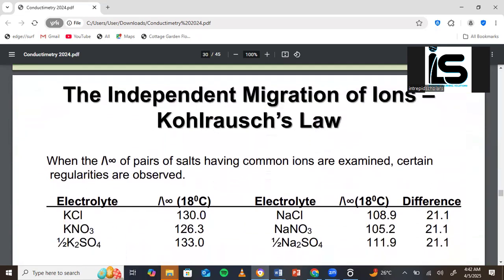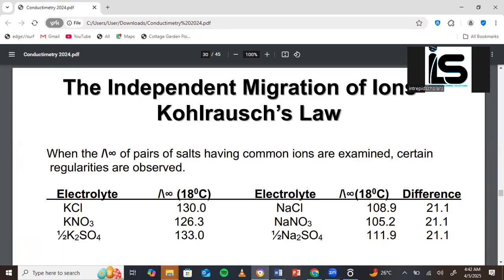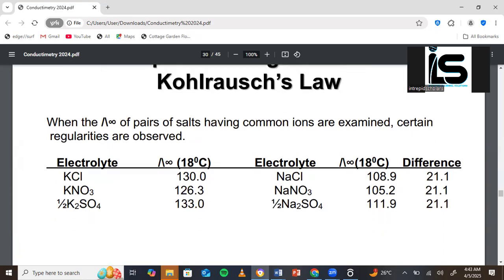So we have come to Kohlrausch's law. The importance of Kohlrausch's law is that it will help us determine the equivalent conductance at infinity for weak electrolytes, because it's very difficult for us to determine from the graph. So we are saying that when the equivalent conductance at infinity of a pair of salts having common ions are examined, certain regularities are observed. So this is the observation from which Kohlrausch's law is derived.